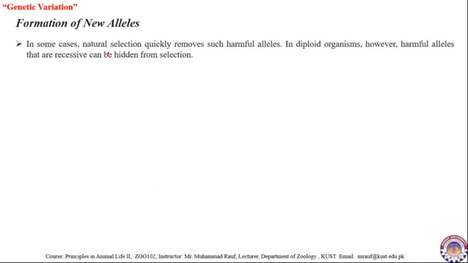In some cases, natural selection quickly removes such harmful alleles. This means the individuals carrying such harmful alleles and harmful traits eventually die, and when an individual with a harmful allele dies, the harmful allele is also removed from the population in this way.